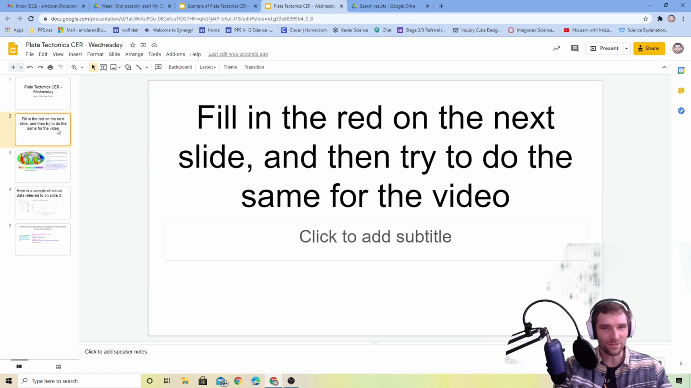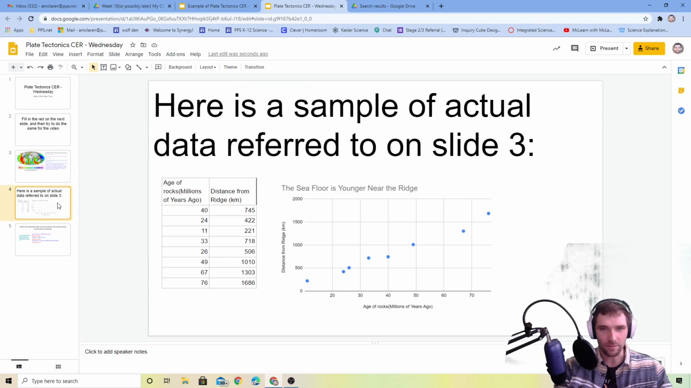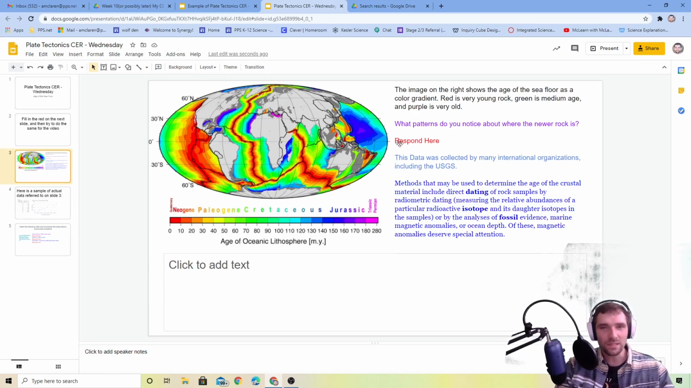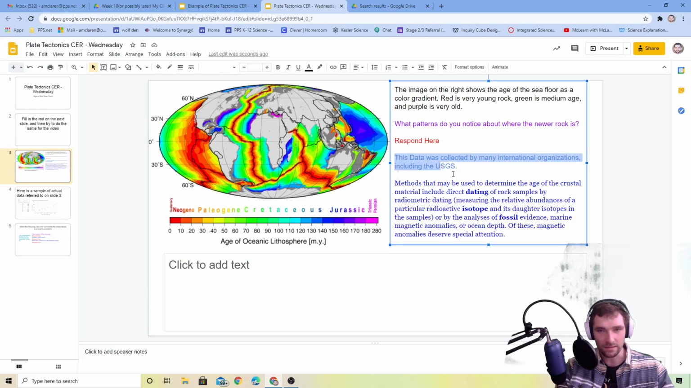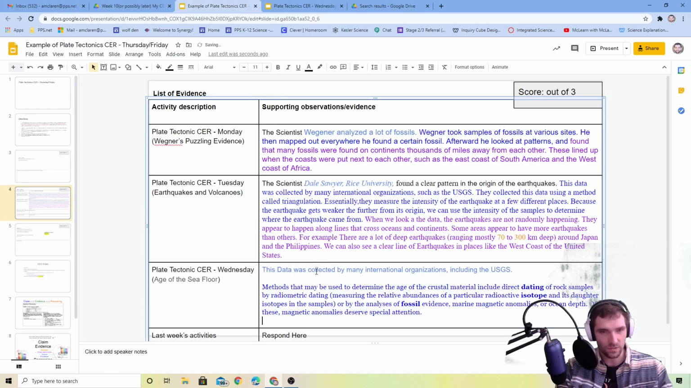Okay, so for Wednesday, if we look here, this is the age of the ocean floor. Oh yeah, I remember this one. And there was this video. I really liked that video. It told you about the ships and showed you the ships. Okay, for this one, it looks like this data was collected by a lot of international organizations. Honestly, just for the sake of time, I'm not going to write all of that out again. I'm just going to plug and play.